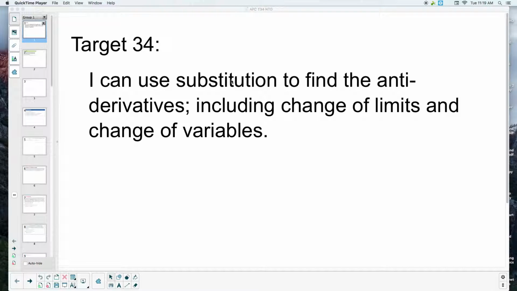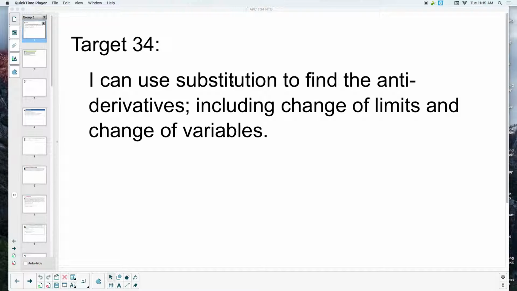Hello and welcome to tonight's calculus video where we'll be starting target 34. I can use substitution to find the antiderivatives, including change of limits and change of variables. What we're going to do in this video is just focus on substitution, what it is and how to recognize it, and why it's important.